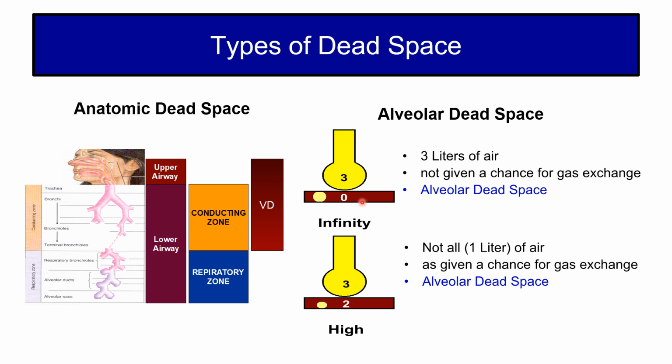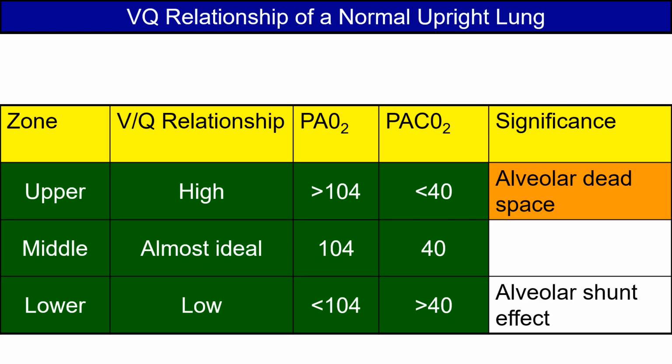Notice that in a V/Q of infinity, in this drawing here, 3 liters of air was not given a chance to have gas exchange with blood in the pulmonary capillary. In a high V/Q, not all of the air in the alveoli, in fact 1 liter, was not given a chance to have gas exchange with blood in the pulmonary capillary. Alveolar dead space exists in our normal upright lung. We know in the upper lung zone, we have a high V/Q relationship, and therefore we have alveolar dead space ventilation in our upper lung zone.